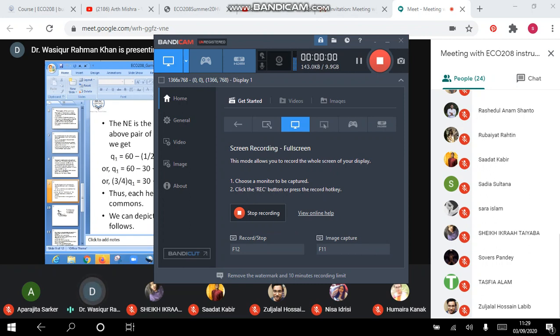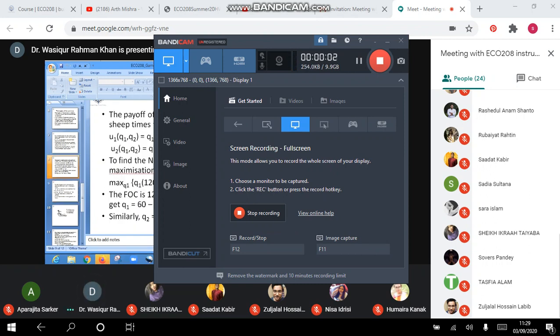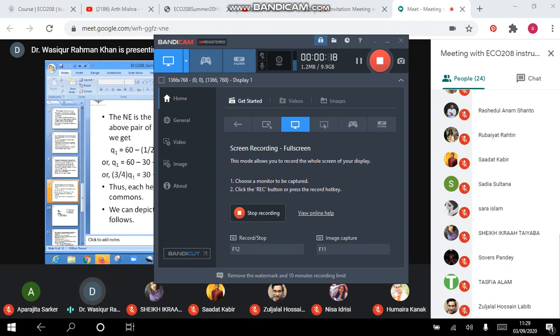তোমরা তোমাদের কাগজে দুইটা ইকুয়েশন লেখো, Q1 is equal to 60 minus Q2 by 2, এবং সেটার নিচে লেখো Q2 is equal to 60 minus Q1 by 2. Right? All of you write this. These are the two equations that you have to solve simultaneously.